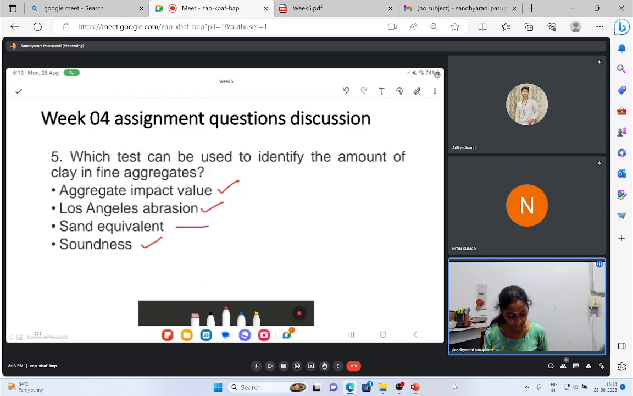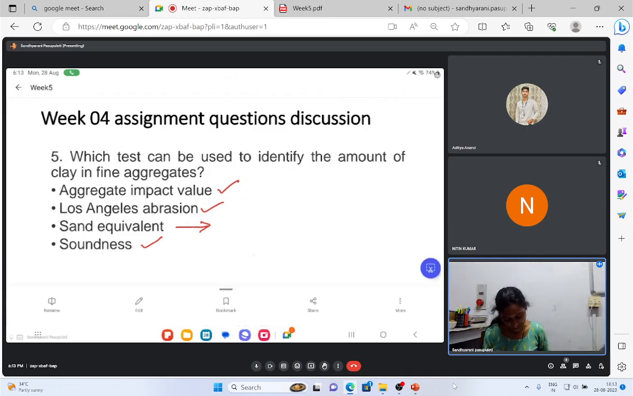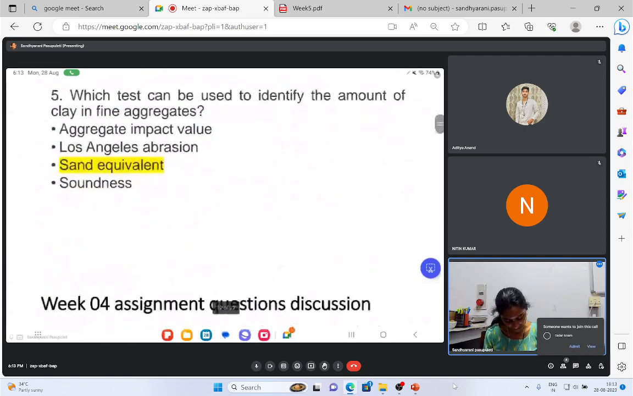If you take the sand equivalent test, if you remember, we used to take a tube, add the fine aggregates with the water, shake, and wait for 20 minutes. Then we see the separation of fine aggregates and the clay particles. The amount of clay particles that has been separated is what we understand from the sand equivalent test. So the sand equivalent test was the answer.